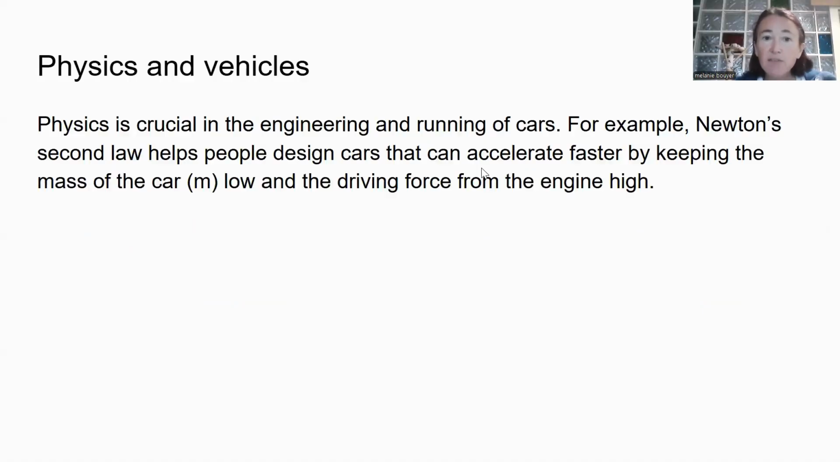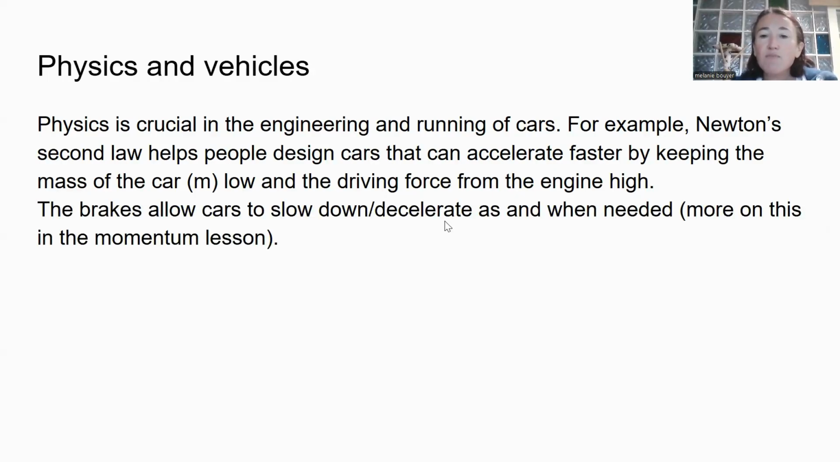So let's have a look, first of all, at the importance of physics with regard to vehicles. Physics is crucial in the engineering and running of cars, but also all other vehicles such as bikes, planes, etc. For example, Newton's second law, which we would have seen in another lesson, helps people design cars that can accelerate faster. The way they do this is they keep the mass of the car low and the driving force from the engine high. If you look at racing cars, for example, they are usually very low and very close to the ground. Once again, this is due to physics and the center of mass of the car. Physics is incredibly important to design cars that are efficient.